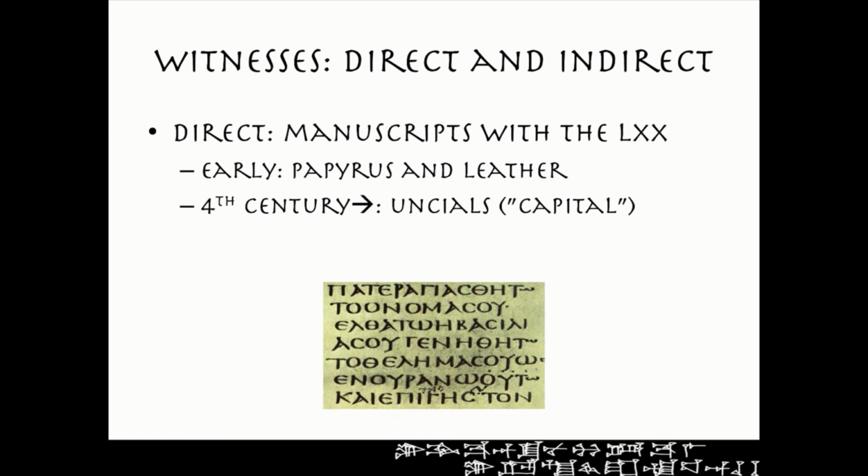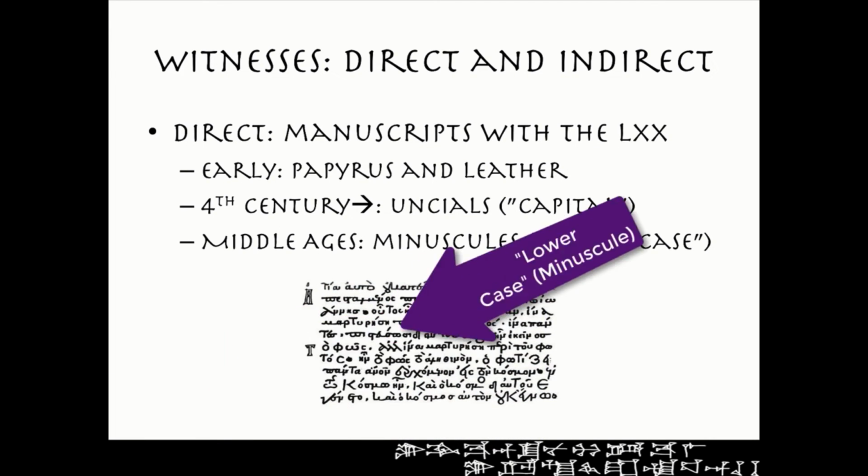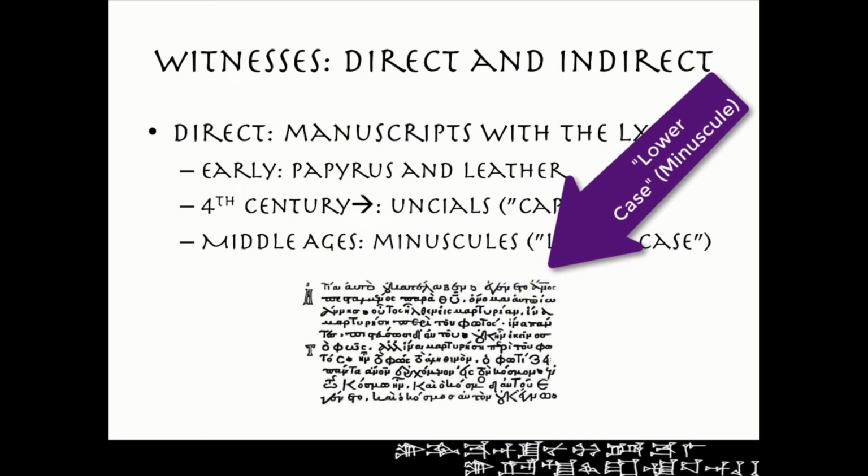Later, beginning in the 4th century, you begin to see these texts that are written essentially in what we maybe would call capitalized letters. These are called uncials. And as you can see there, they look like they're in capital Greek letters. But during the Middle Ages, we begin to see minuscules. And these are the lowercase letters.